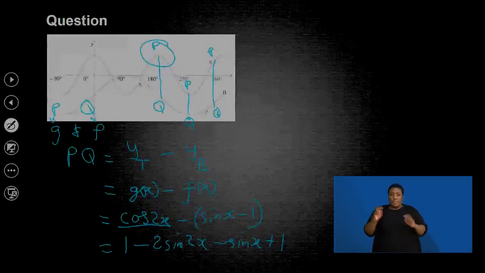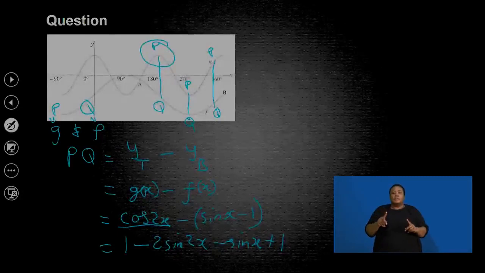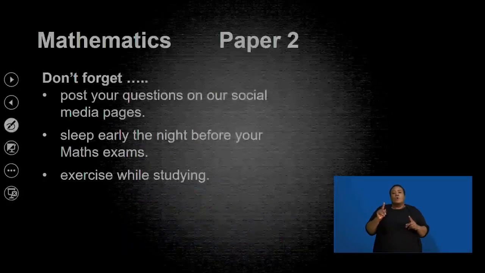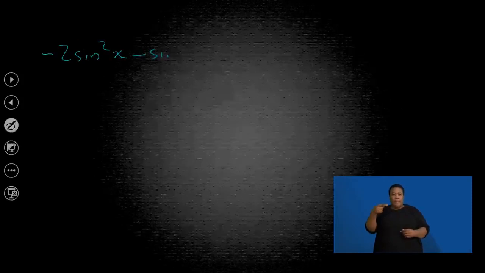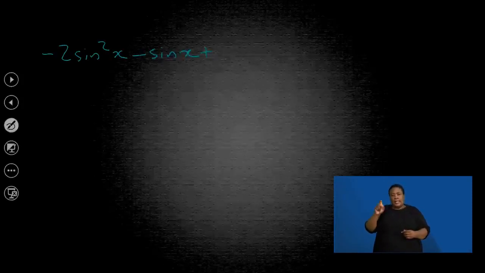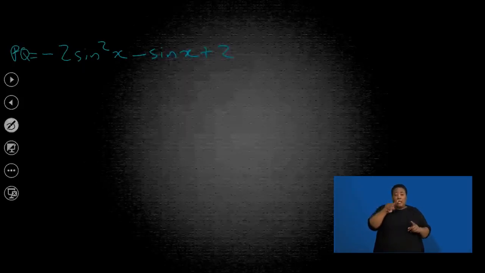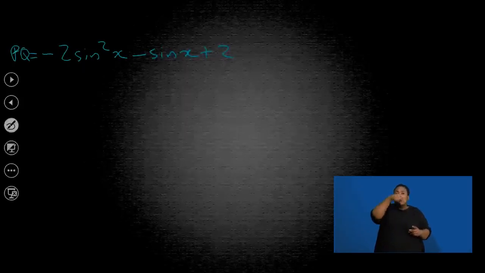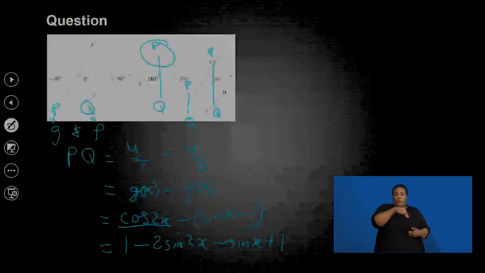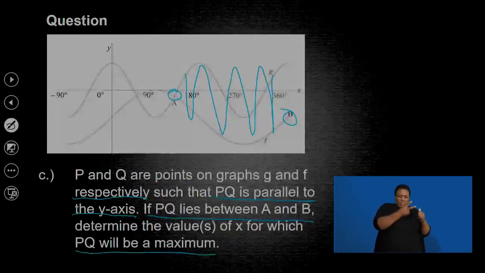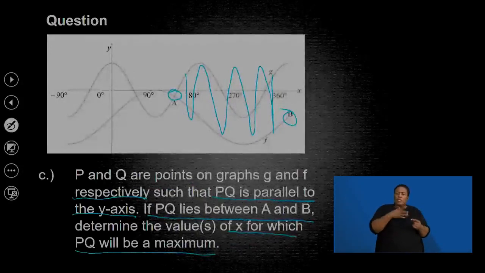So I'm just going to go to the next slide and have more space to do this. So this is actually going to be minus 2 sin squared x minus sin x plus 2, right? And remember, that's still our PQ there. But we still need to go back and see what exactly did they want us to do. So they said we need the values of x such that PQ will be a maximum.